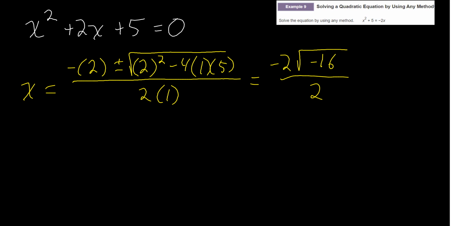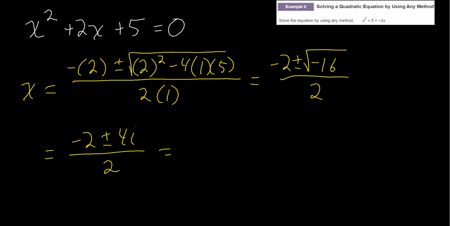Okay, so I've got a negative 2 plus or minus the square root of negative 16. Well, negative 16 can turn into i times the square root of 16, or 4i. Oh, I forgot my plus or minus sign there, sorry. So negative 2 plus or minus the square root of negative 16. Okay, and then we're going to continue it down here. So we've got a negative 2 plus or minus 4i all over 2.